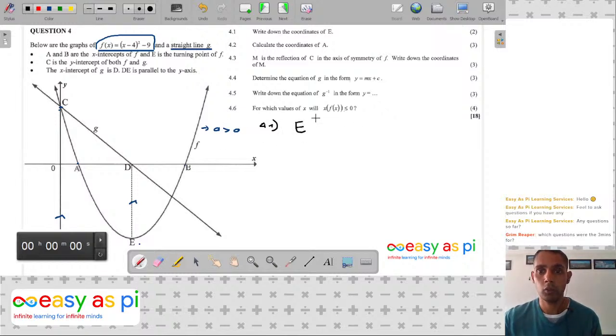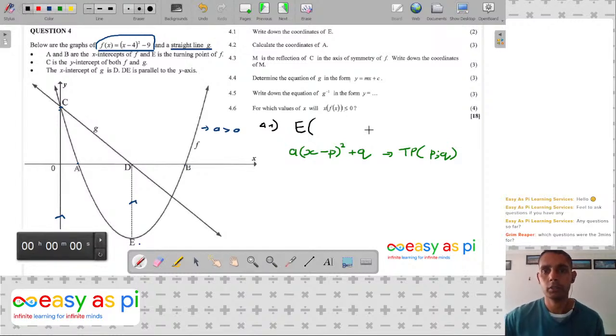So E, what is the x coordinate? Remember, in this case, we know that the x coordinate is going to be positive, producing x minus 4. But remember, the turning point form, just to make sure you're not confused, is a times x minus p all squared plus q, right? And my turning point is in the form p and q. So I drop the negative there, okay? So that's why it becomes 4 and, well, in this case, negative 9. Now this makes sense because I'm expecting a positive x coordinate and a negative y coordinate. Okay, so hope that makes sense to you.